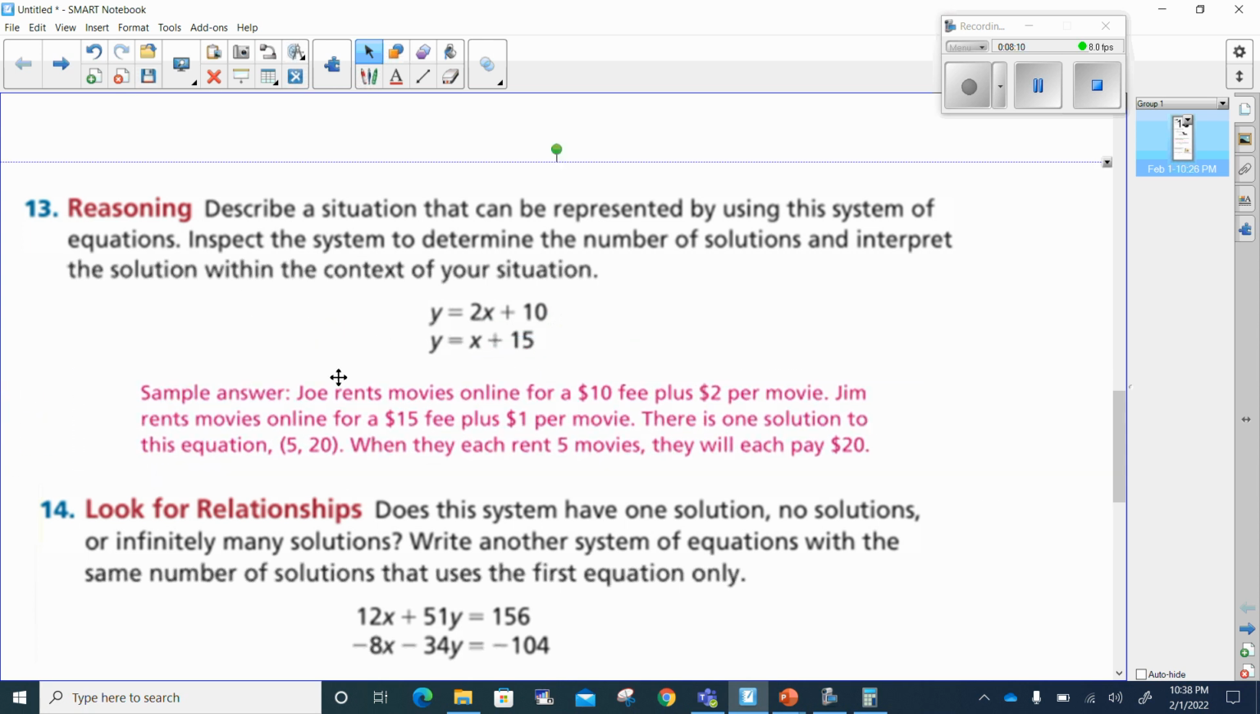So in this example, Joe rents movies online for a $10 fee plus $2 per movie. All right, and that's this one up here, right? We got a $10 fee plus $2 per movie. And the next one is Jim rents movies online for a $15 fee and $1 per movie. Remember, there's always at least a 1 in front of our variable. Okay, there's one solution for this system of equations. All right, and that's 5 and 20. Let's figure out how they got 5 and 20.